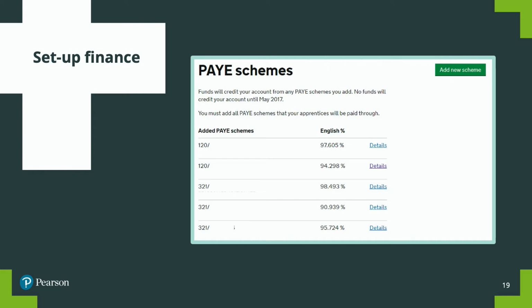The PAYE schemes page lists your payroll schemes, and you can add schemes as and when needed. You're essentially saying that levy payments from these payroll schemes should be allocated to this apprenticeships account. The page also shows the proportion of employees based in England within the registered payroll schemes, and this will give you an indication of the levy funds you should expect based on your payroll reports.